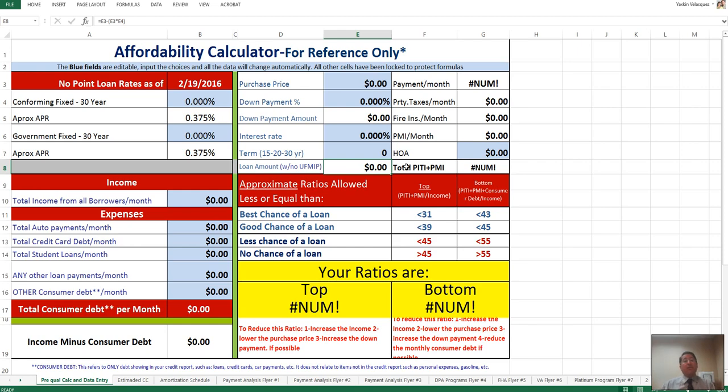For conventional loans, the ratio is a lot lower than that. The ratios for conventional loans are 39% and 43%. So that's what you need to know right now in regards to the payment for that property and the amount of income that you need. In order to calculate this, we're going to start very simply. We're going to put in a purchase price for a property. So let's say we're going to do a $400,000 purchase.